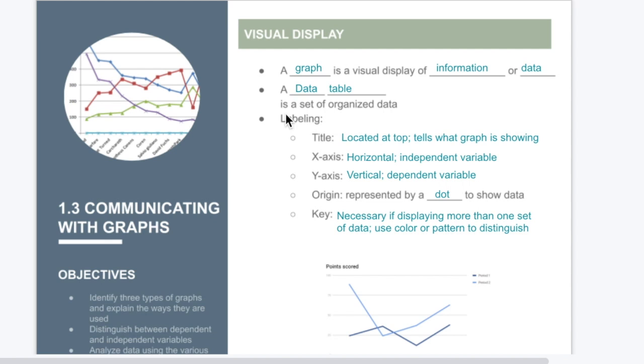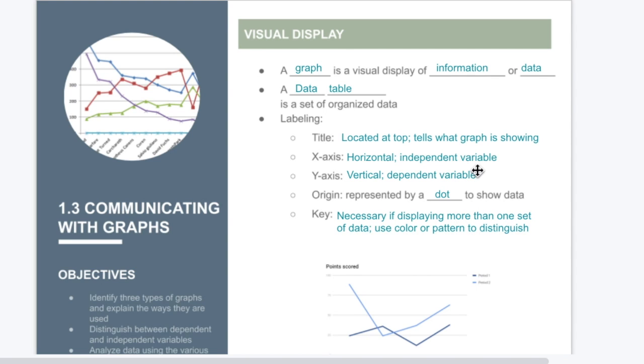Okay, so when labeling a graph, the important things that you need to include on all graphs is a title. It's going to be located at the top of the graph, and it tells what the graph is showing. So if you ever have a graph in front of you that someone's asking you to read, the first thing that you should do is look at the title to understand what the data is showing you.